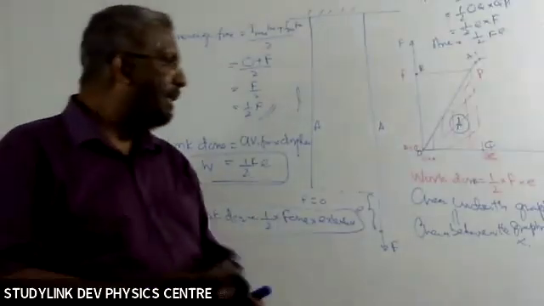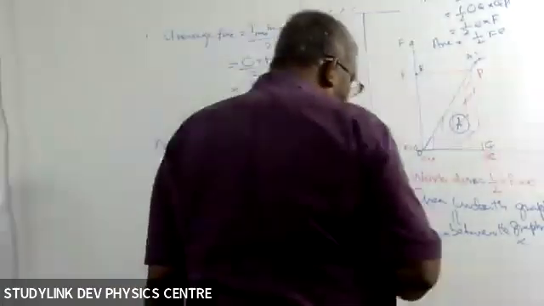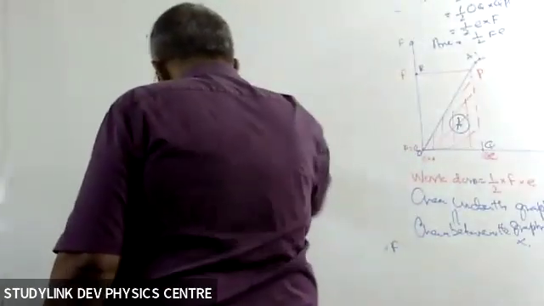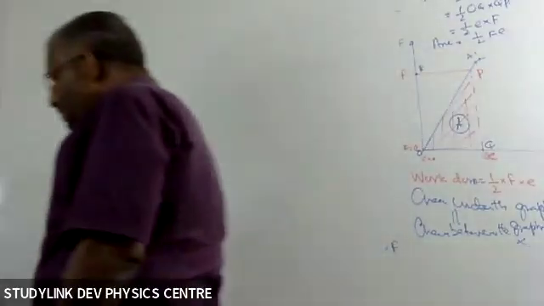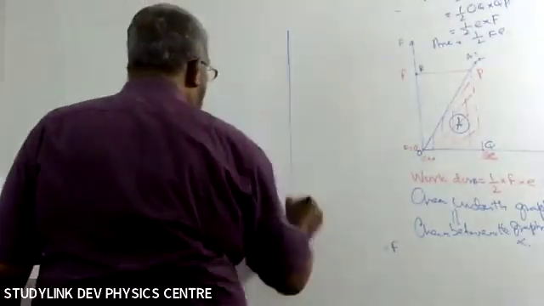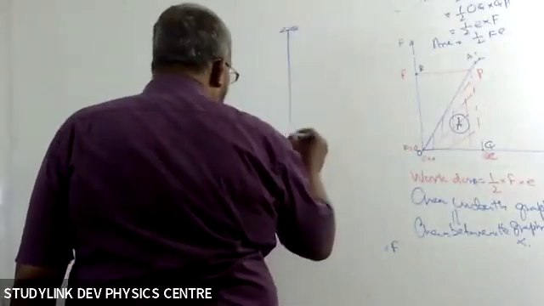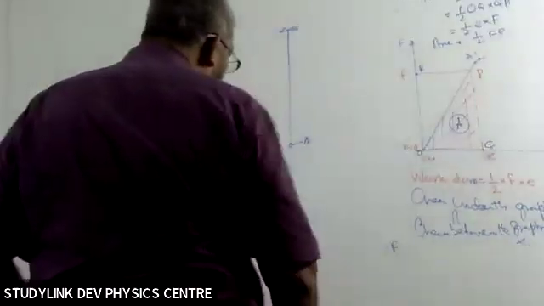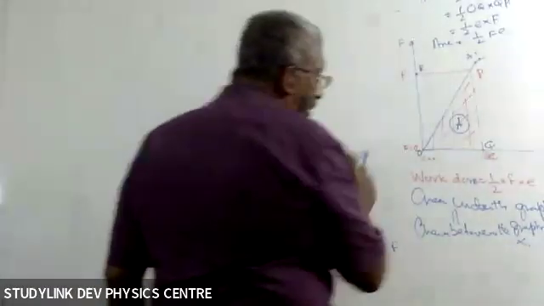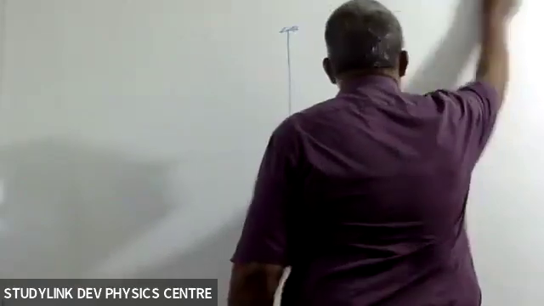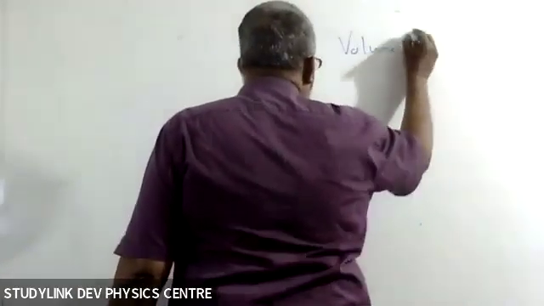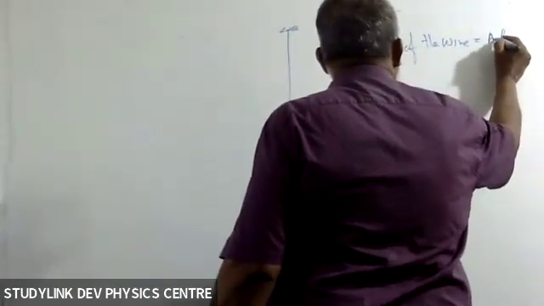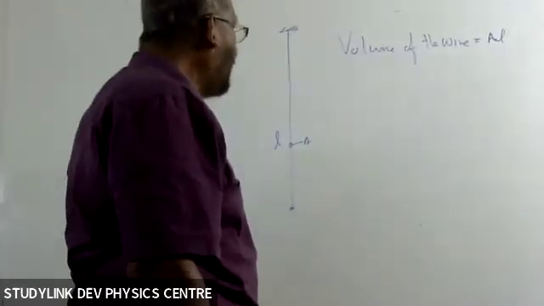Next heading: energy stored in unit length of a wire, when the wire is given a force. The wire is a straight line like this. I said it is just like a cylinder. The area is A, the length is L. Then the volume of the wire is A into L, the cross-sectional area into the length of the wire.